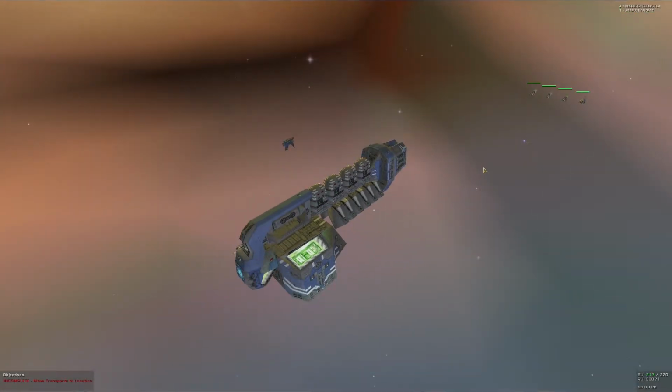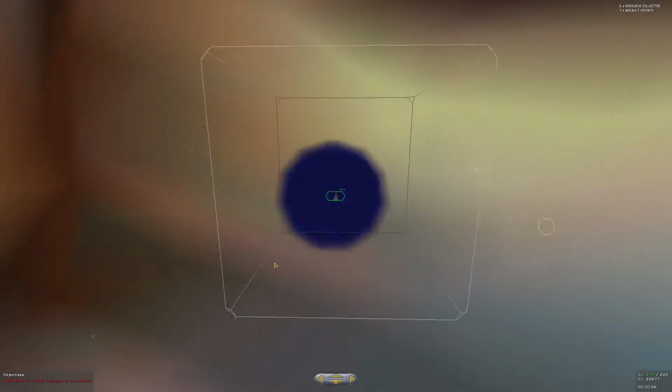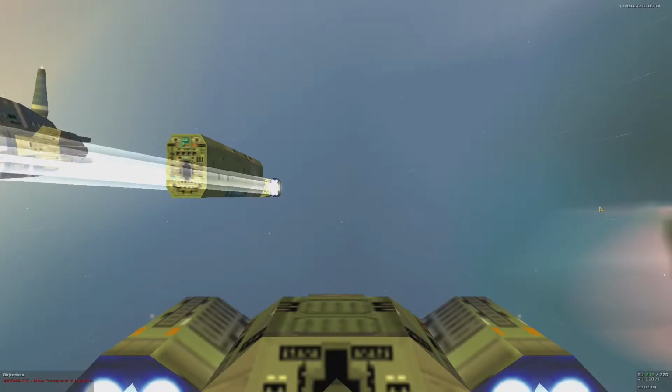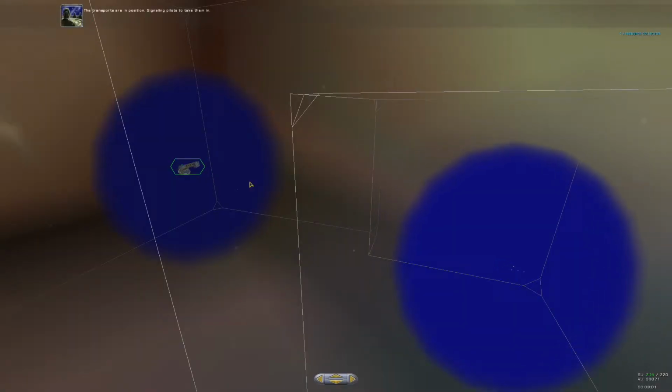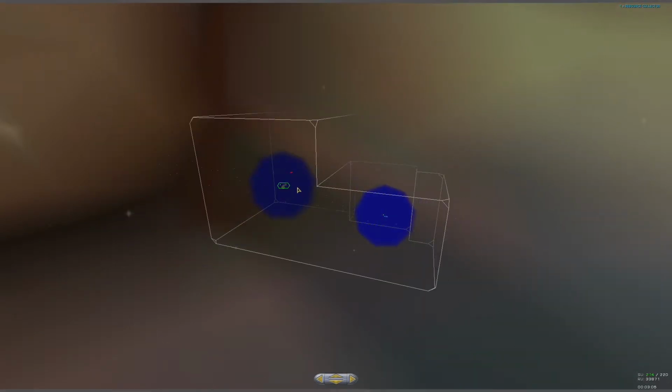All right, sounds simple. Here they are. And going to get the height right, match it up, send them over. I'm kind of wondering where my ships are. Anyway, they get going. Transports are in position. Signaling pilots to take them in. Yeah, signal the pilots.